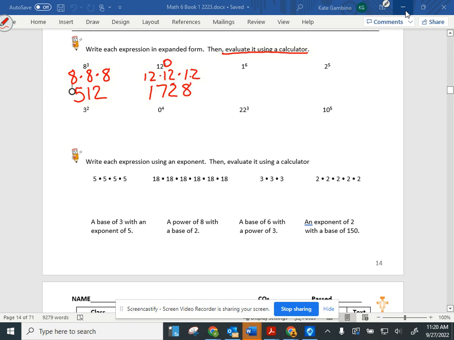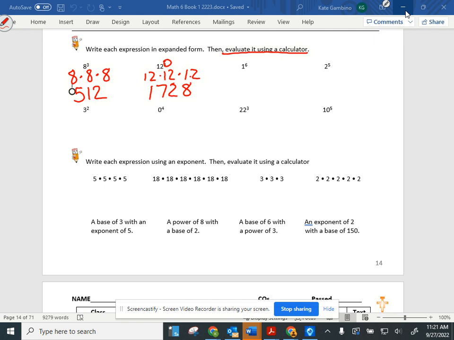Okay, so for each of these, you are writing it in expanded form, and then you're doing the math on your calculator. If you have the big kid calculator, the fancy schmancy calculator, you can use the exponent button. Super easier. If you don't have it, you're going to have to do it the long way. Matthew? I do have it. I don't have that last one. Okay, I will show you when I'm done recording how to find it on your calculator, okay?